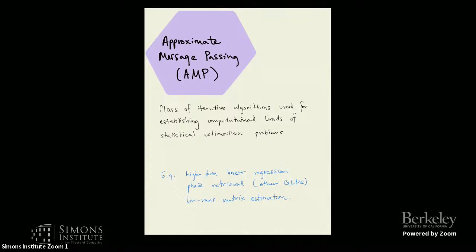Some of the statistical estimation problems that AMP has been used to study are high dimensional linear regression or compressed sensing, which is sort of the original problem. It was also studied for phase retrieval and other generalized linear models, and then also low rank matrix estimation. We're going to touch on each of these estimation problems throughout the talk.